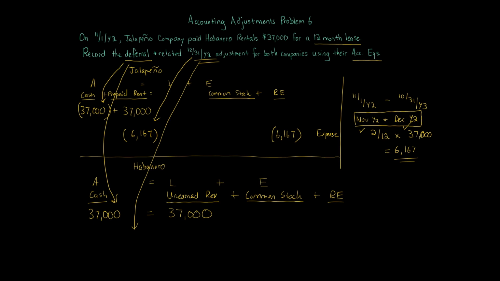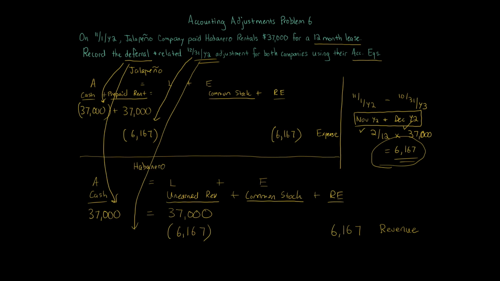So 2 months over 12 months times $37,000. We've already done this, it is $6,167. So we're going to reduce unearned revenue by $6,167. Common stock is 0. Retained earnings goes up by $6,167. Why? Because of revenue. Unearned revenues, which is what Habanero has here, when that's performed, turn into earned revenues, which we just refer to as revenue. The accounting equation balances.